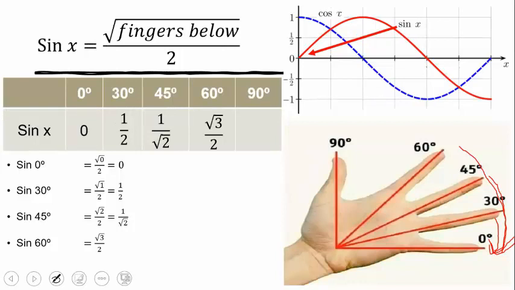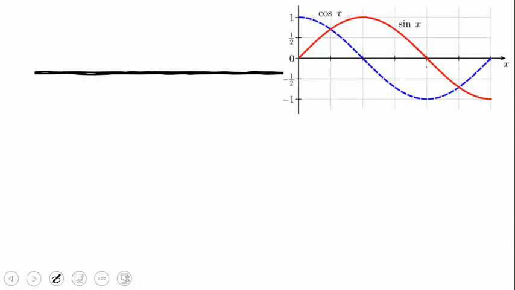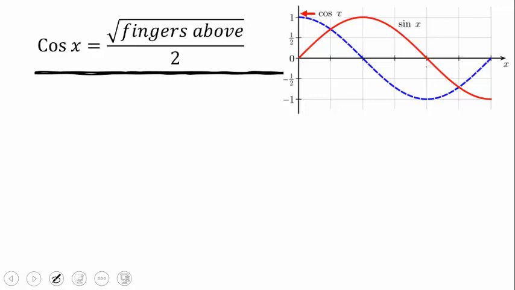In the case of sine 90, we can see that we have 4 fingers below. So sine 90 is equal to square root of 4 upon 2, which will give the result of 1. Let's make the formula for cos. As you can see, the graph of cos starts from above the sine graph. So we have to count fingers above according to the angle.